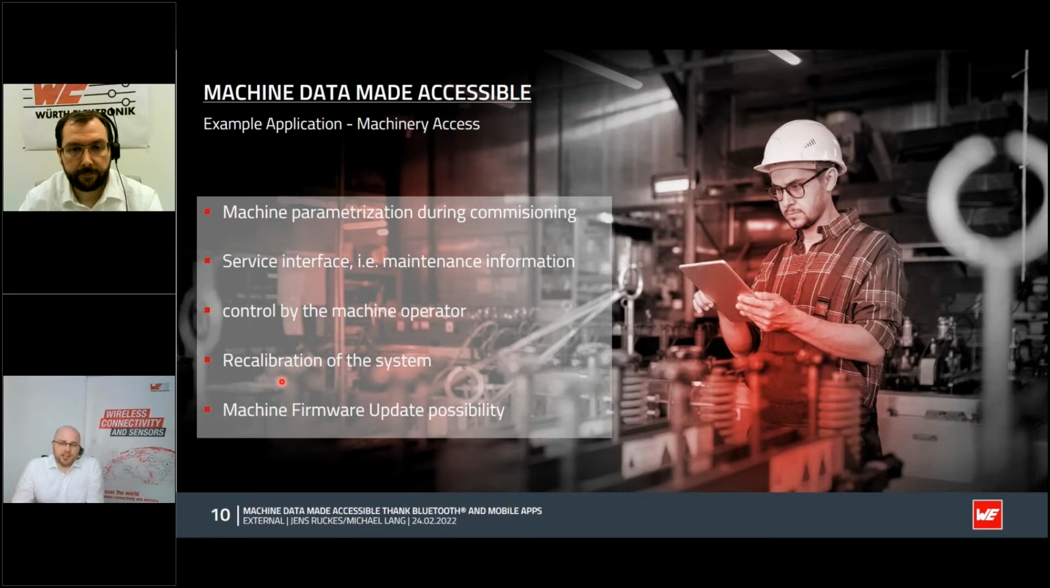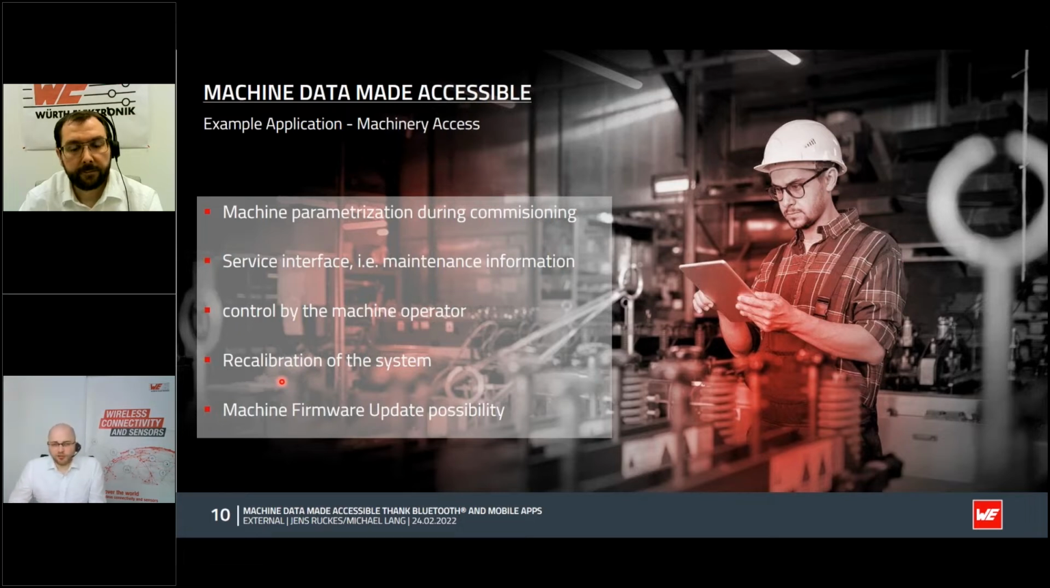Of course, the operator has the possibility perhaps to see something in the machine, or to set some parts inside. There is recalibration as an option, and of course also a firmware update of the machine could be done by Bluetooth. And so it's a really wide range of possible options you can use with the Bluetooth connection.